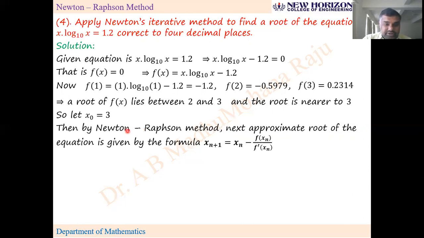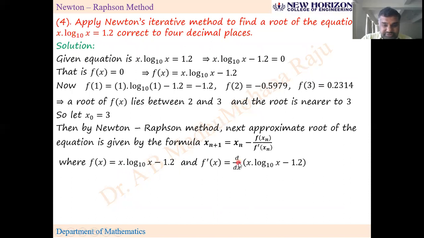The formula for the Newton-Raphson method: xn plus 1 is equal to xn minus f of xn divided by f dash of xn. Here, if you want to calculate f dash of x, this is not log x base e. You know the derivative of log x base e is 1 by x. Log x base 10, we don't have a direct differentiation. So, by using logarithmic properties, create one more log with base e. F of x is equal to this one, and f dash of x is equal to d by dx of x log x base 10 minus 1.2.